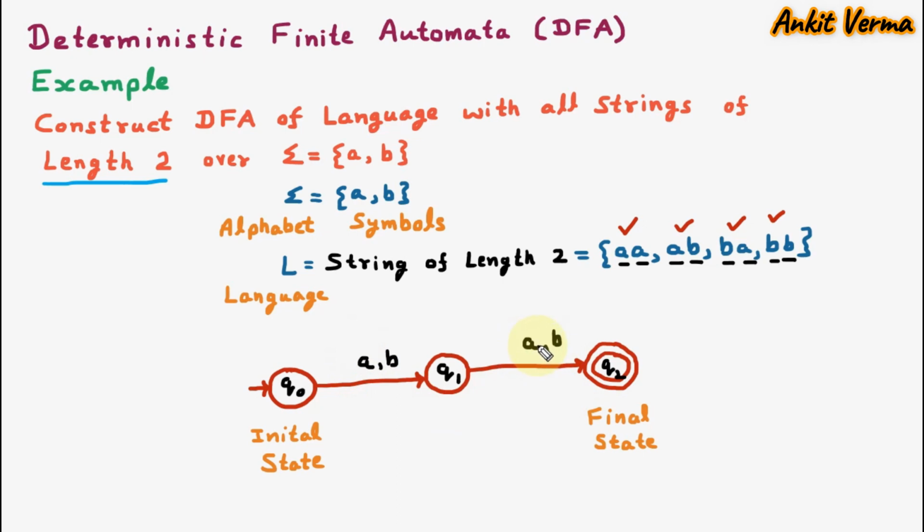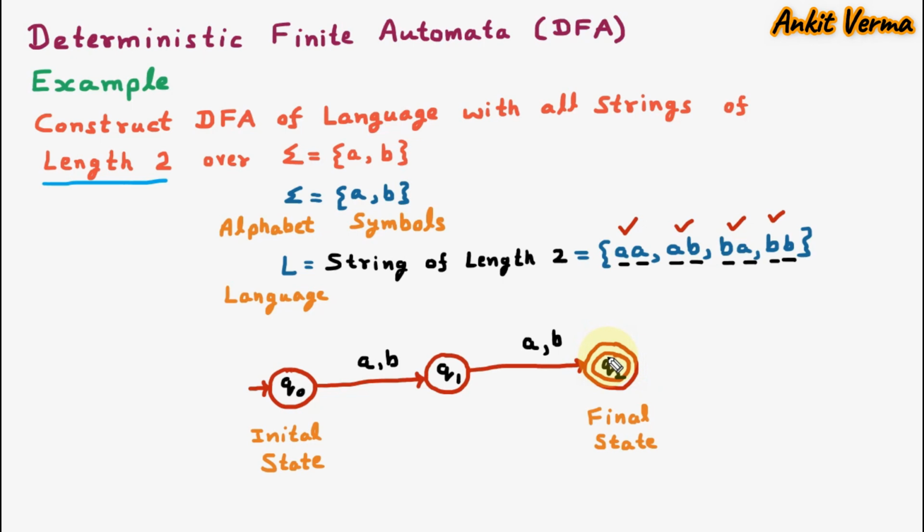We should check it. In the first state, which is Q0, if A is coming, we are on Q1. If B is coming, we are on Q1. So that means Q0 is complete. Now check Q1. When we are on Q1, if A comes, we are on Q2. If B comes, we are on Q2. That means Q1 is complete. But on Q2, for A and B, if they come, there is no move available. So still this DFA is not complete.